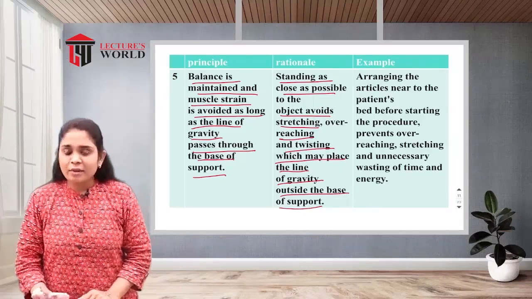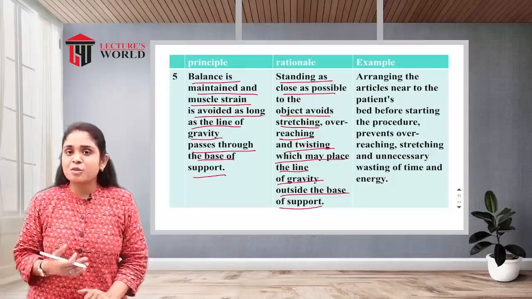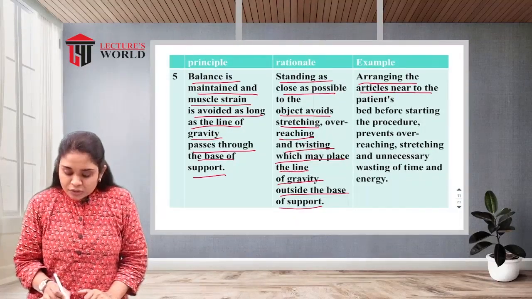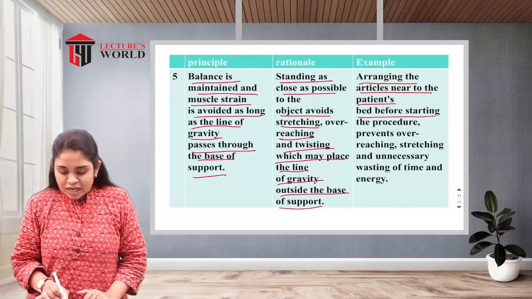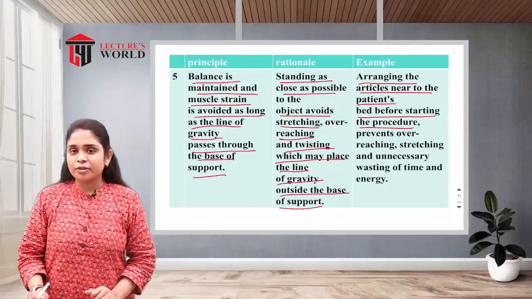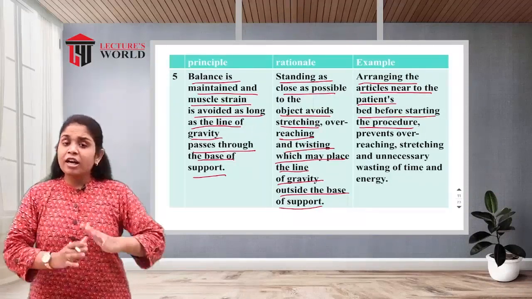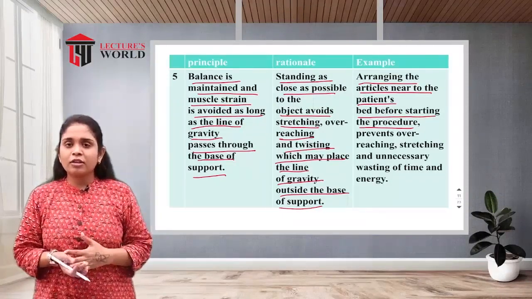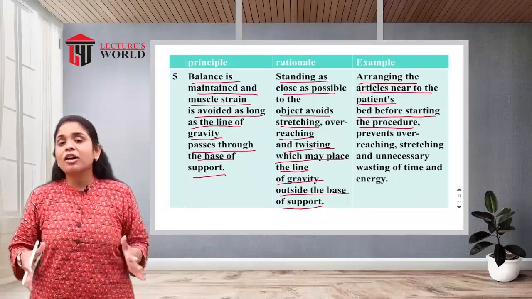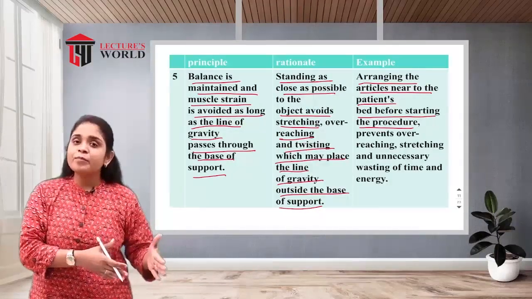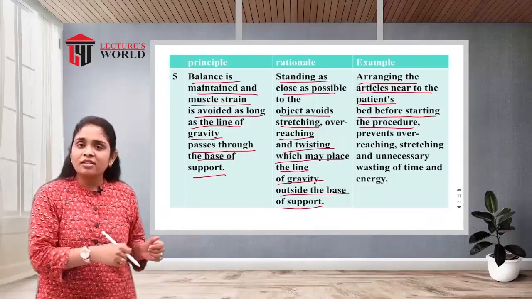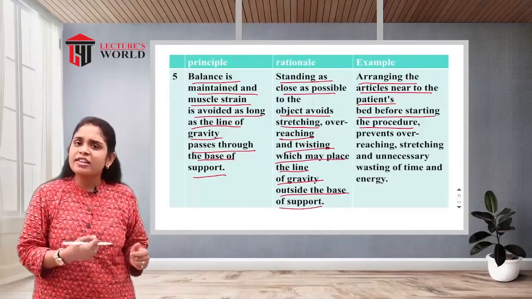So here one example has been given. By that you will understand this principle very nicely. Arranging the articles near to the patient's bed before starting the procedure. What happens if I want to do the procedure? That is a normal preliminary thing which we are doing. We are making sure that all the articles are nearby the patient's bed. If it is nearby, you can access the articles very easily.